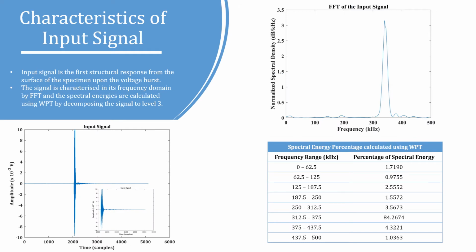The characteristics of the input signal are presented here. As I mentioned, the 28 volt burst voltage is used for simulating these stress waves, but the first structural response from the surface of the specimen is considered as the input signal. The FFT shows that the input signal has a frequency centered around 350 kHz, and when the signal was decomposed to level 3 using wave packet transform, it shows that 84% of the spectral energy is around the 312.5 to 375 kHz frequency range.